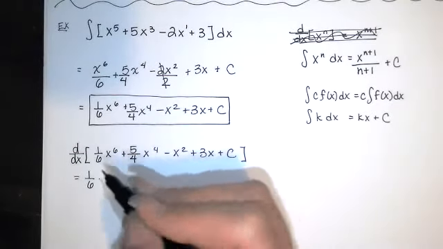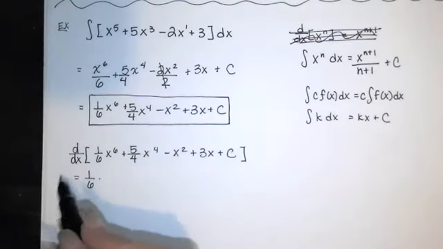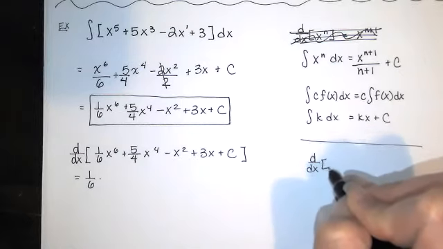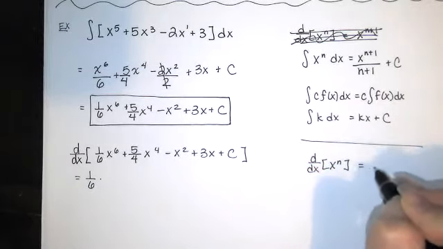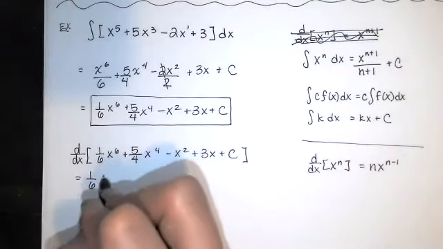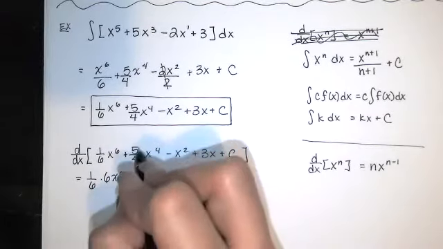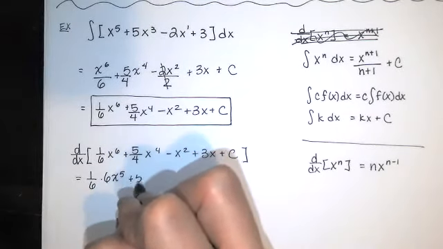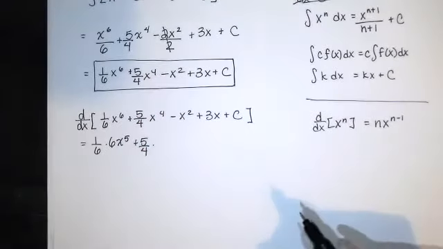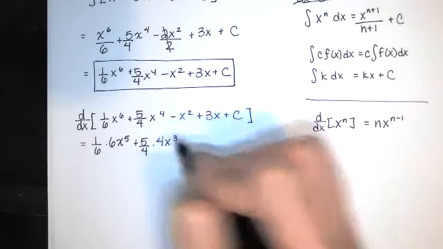Very, very bad joke. Okay, so you bring the 1/6 down. We're taking a derivative, and then we'll use the power rule for derivatives: bring the power down, multiply by x to the 1 less power. Then I've got a constant times x to the 4th, so I bring my constant down, and I multiply by the derivative of x to the 4th. The derivative of x to the 4th is 4x cubed.